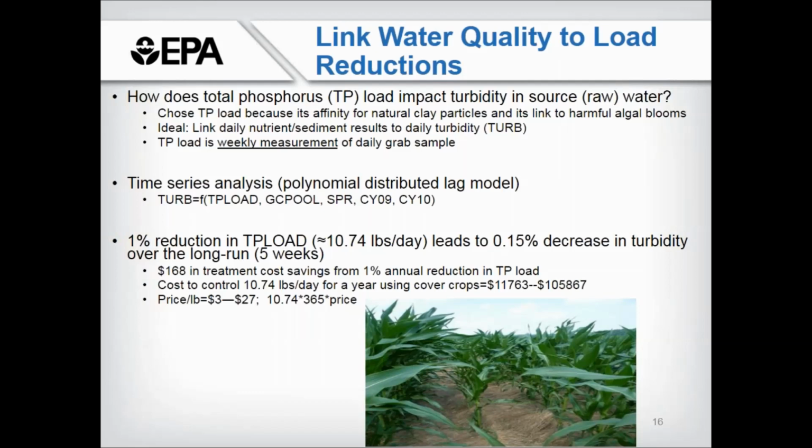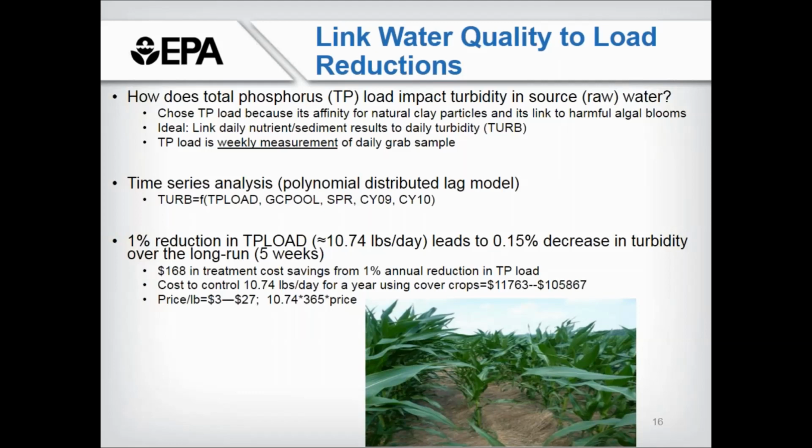When a pound of total phosphorus enters Lake Harsha, we learned that it does not affect raw water turbidity in the first week, but it does affect turbidity between weeks 1 through 5. A 1% reduction of total phosphorus load, which is about 11 pounds reduced per day, will reduce turbidity at the intake by 0.15% over the long run. Using the $1,120 in costs avoided from reducing turbidity, a 1% reduction in total phosphorus load only leads to $168 annual reduction in treatment costs, which is not much.